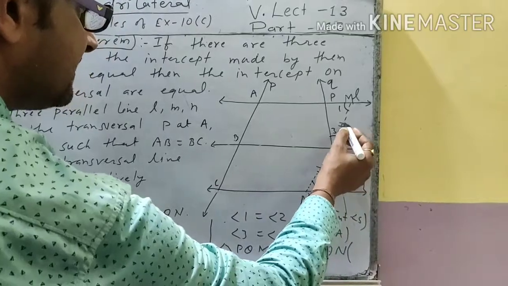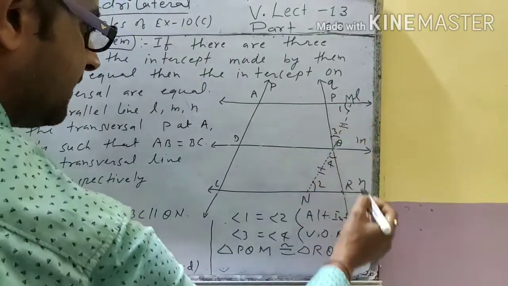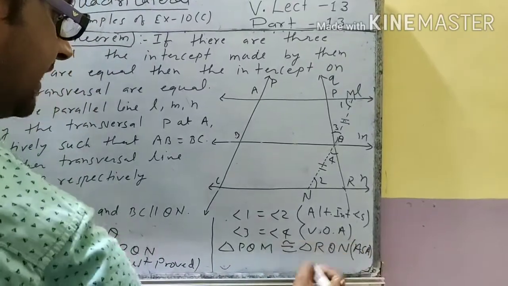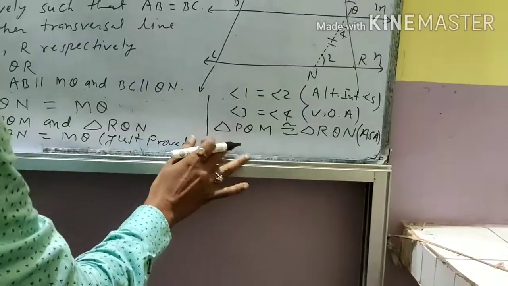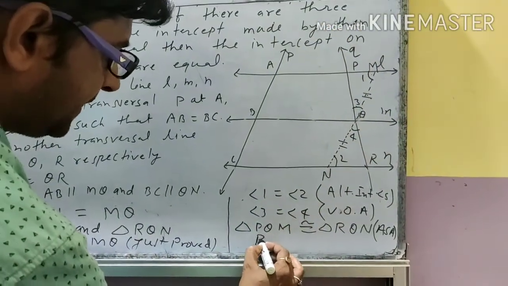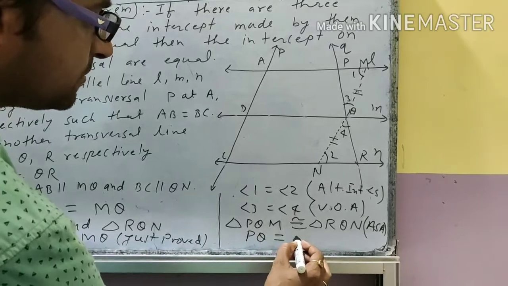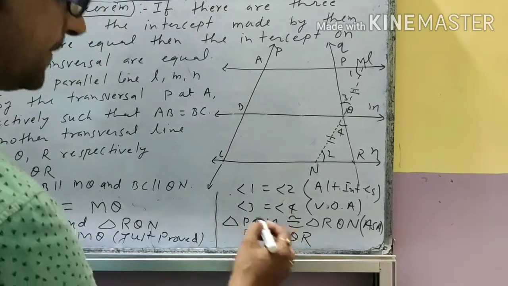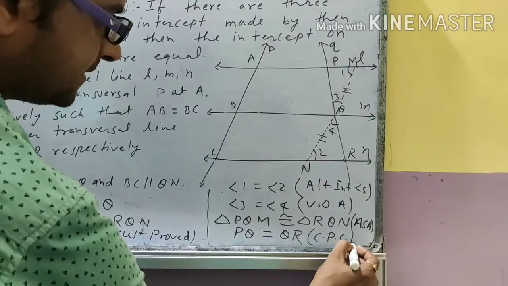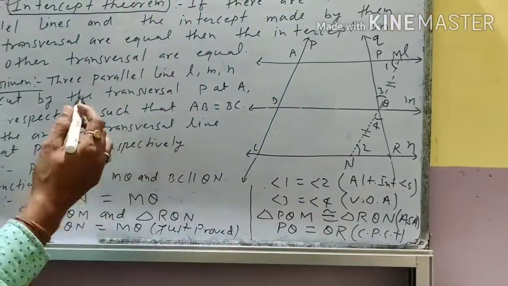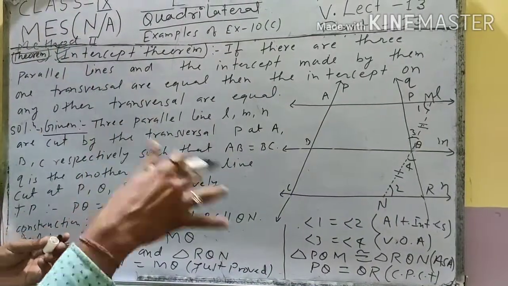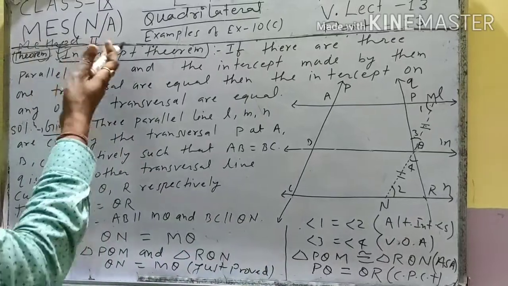The reason is angle side angle. By angle side angle criteria, these two triangles are congruent. By CPCT we can write here PQ is equal to QR. So student, this is the second method to solve the intercept theorem, and the first method is already discussed. Okay student, I hope you will understand this question.